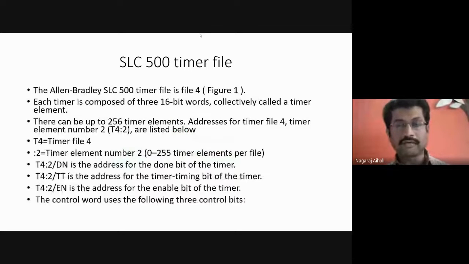Addresses for timer file 4, timer element 2. That is T4 stands for timer file 4, and that is :2. It means that it is of timer file 4, and :2 indicates the timer number, which timer element it is. T4 stands for timer file 4, :2 is the timer element number, and these timers may range from 0 to 255. Okay, in one file there can be a maximum of 256 timers or timer elements.